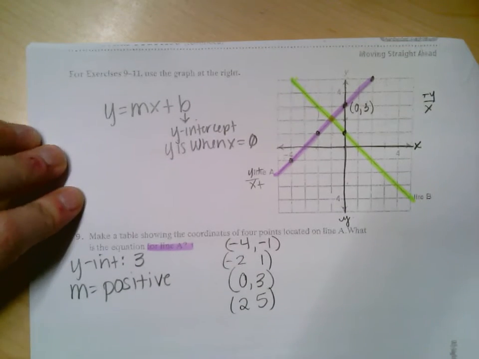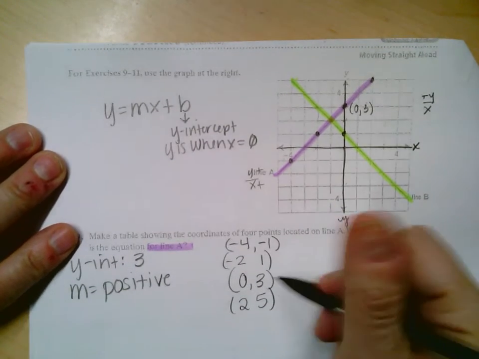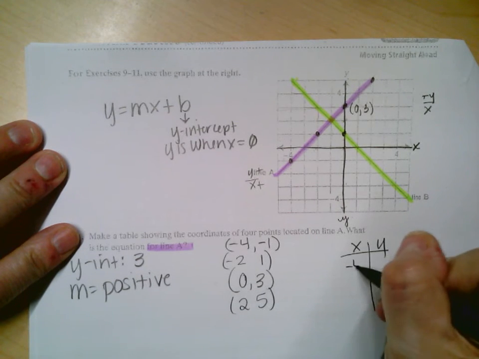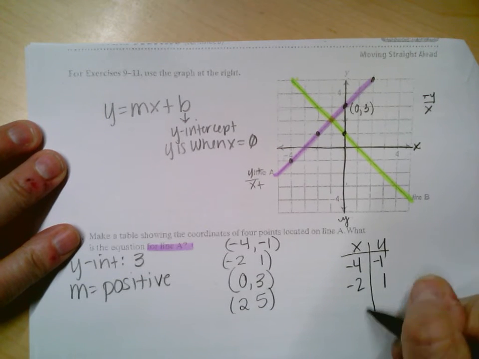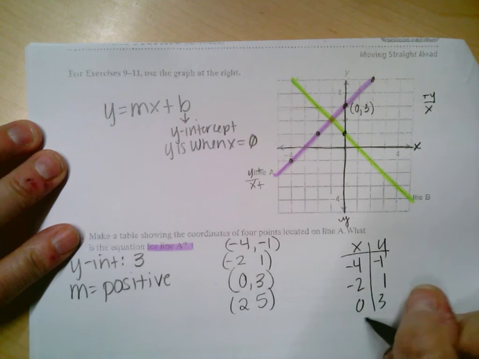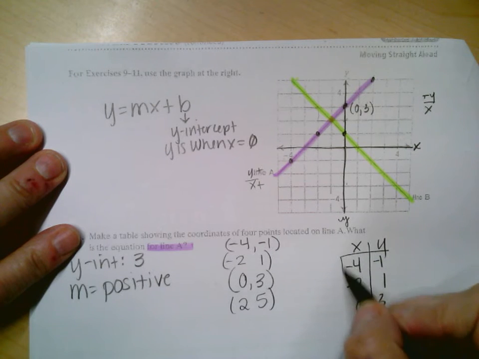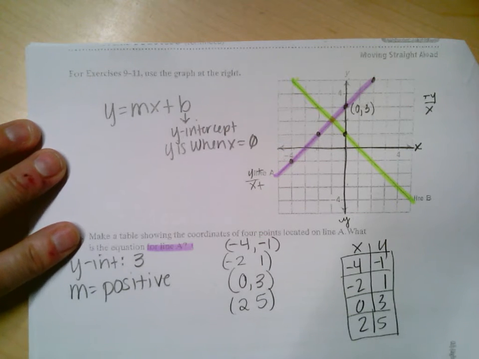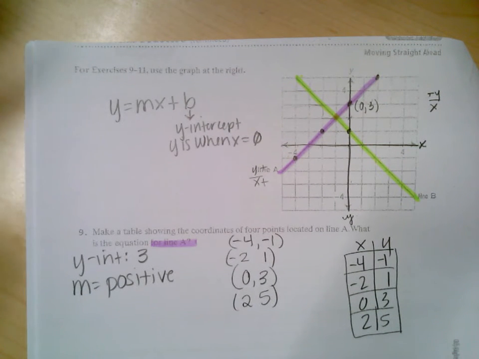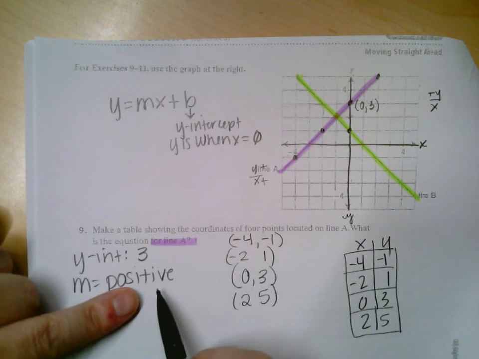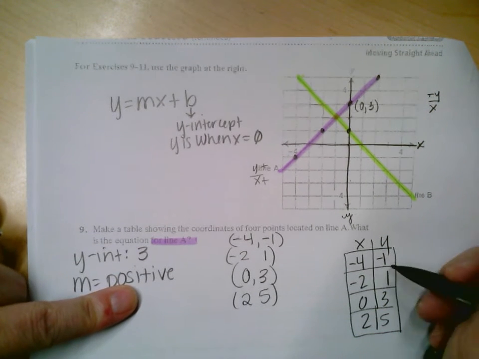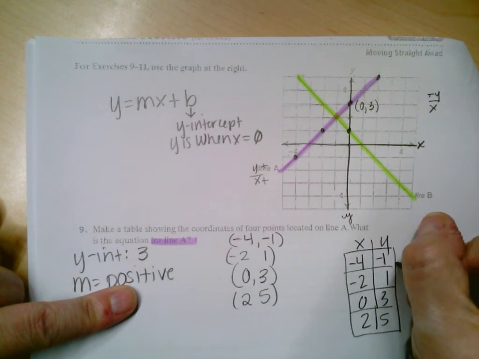Okay, so make a table. Basically, I would accept that as a table because all you're doing is x and y: negative 4, negative 1; negative 2, 1; 0, 3; 2, 5. The only thing I'm missing to find my equation is my slope. I know it's a positive number, so I know there's not a negative, but I don't know what number it is yet. So let's go from negative 1 to 1, is how many?